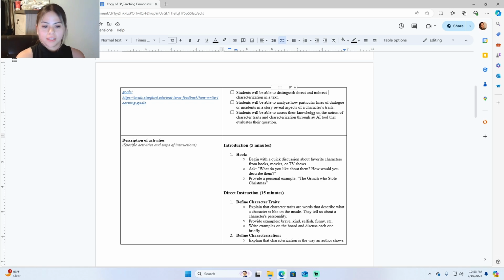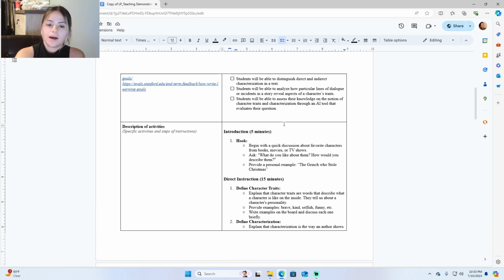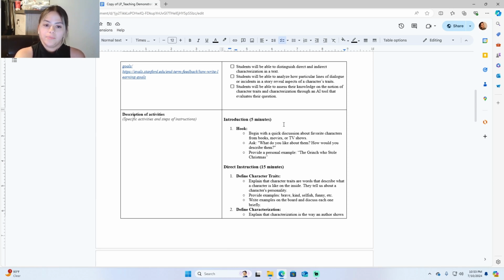Last but not least, students will be able to assess their knowledge of character traits and characterization through an AI tool that evaluates their question. This question will be submitted and they will get a response, an evaluation based on a rubric that will help them see where they land, or their level of understanding of this topic.